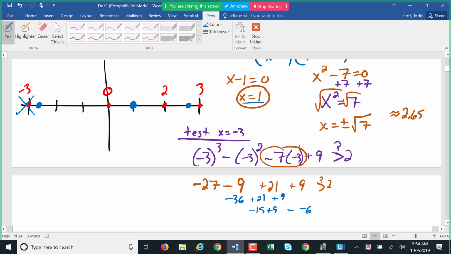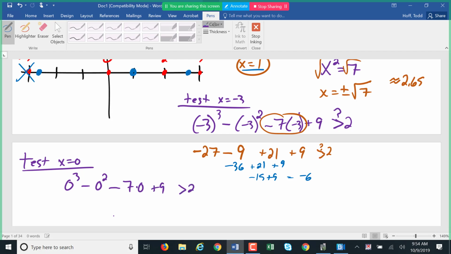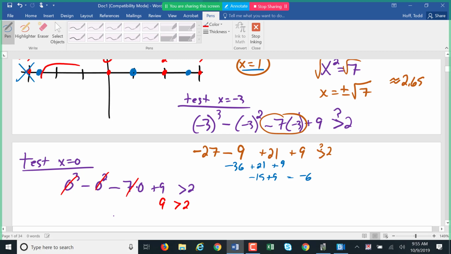Let's test 0. This will be 0 to the third minus 0 squared minus 7 times 0 plus 9. Is that greater than 2? Well, yeah, everything here is zeros except for the 9, and 9 is definitely greater than 2. So there are solutions between the negative square root of 7 and the positive 1.